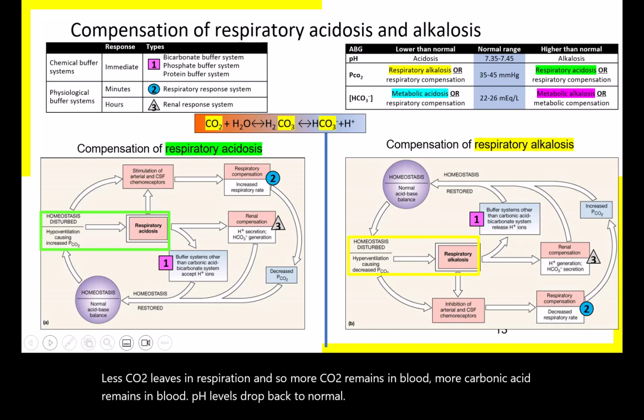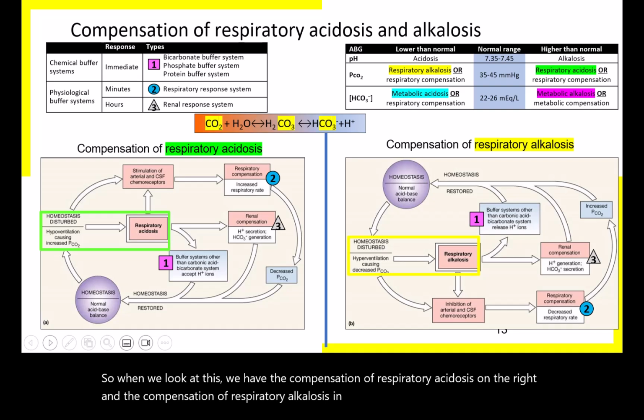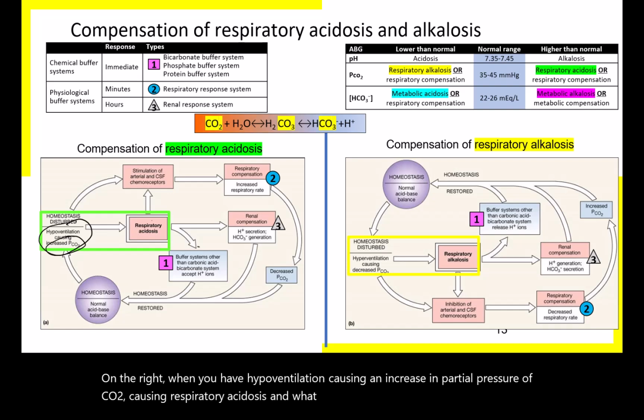So when we look at this, we have the compensation of respiratory acidosis on the right and the compensation of respiratory alkalosis on the left. So this is what happens on the right, when you have hypoventilation causing an increase in partial pressure of CO2, causing respiratory acidosis. And what happens is that the buffer system kicks in to accept hydrogen ions.